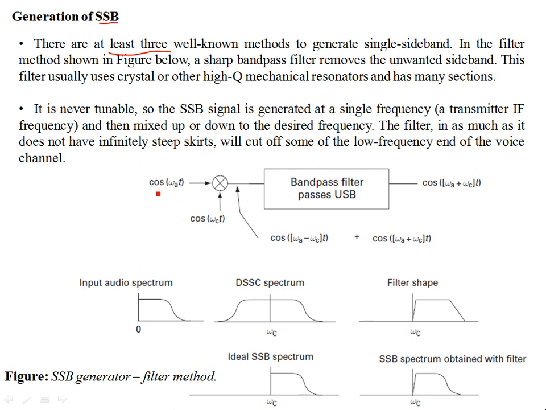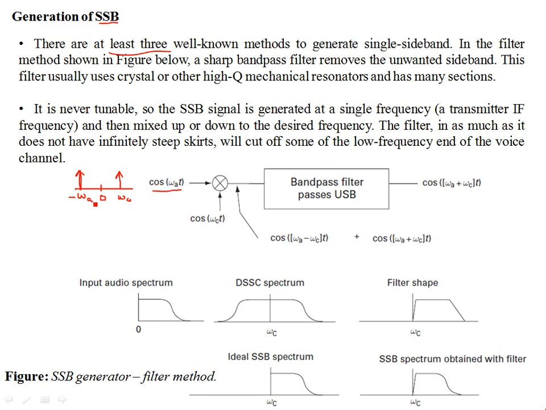So what happens here is you have a tonal signal, just a single tone at omega A, and this spectrum is symmetric, at omega A and minus omega A. That is the spectrum of the tone that I wish to transmit.